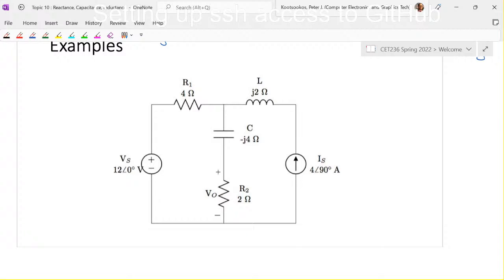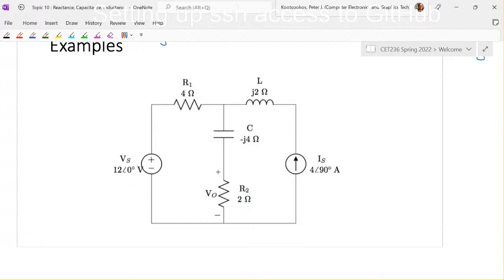Yeah. Well, you could certainly add. Yep. So I'm not sure what the best, I'm just thinking what the best way to approach this one is. You can certainly combine ZC with R2, right, to just get one impedance in the middle branch.